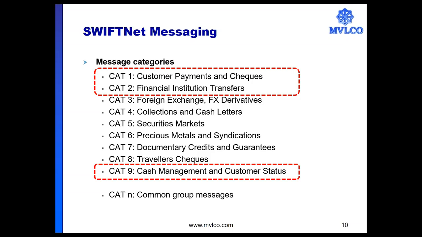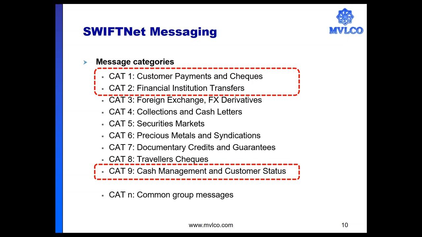Now the N90 is used for advising charges, interest and other adjustments. The N91 is a request for payment of charges. 92 is a request for cancellation. 95 is a query. 96 is the answer. 98 is a proprietary message and 99 is a free format.